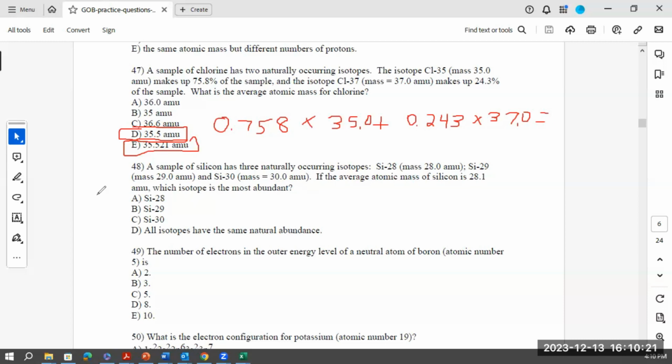Which isotope is the most abundant? Anybody want to take a gamble? A. Why A? That's right. Good job. El Fuego. That's right. And so you're paying attention to that average. That average lets you know the one that's going to be the most abundant. Right? Good job. I love it.